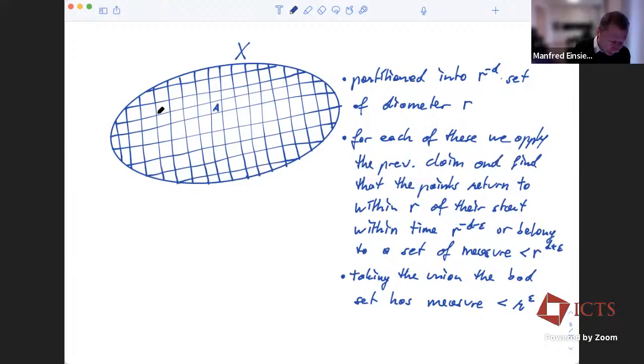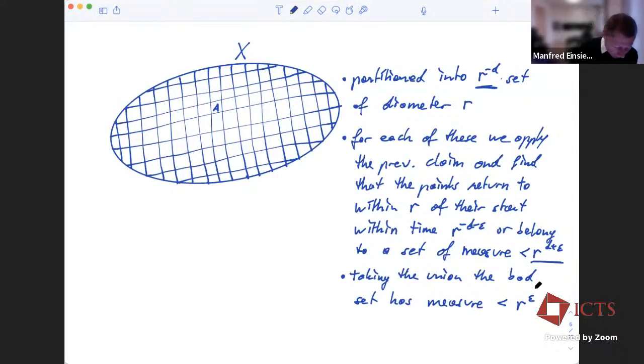I do this for every little box independently, and then take the union over all the boxes, which means I have to take the union of r to the minus d sets, all of which have measure at most r to the d plus epsilon. So if I take the union, I get a subset of measure r to the epsilon. I'm thinking of a small r.